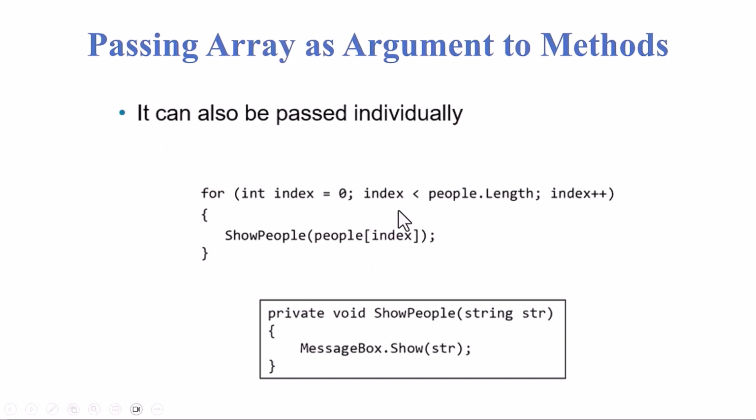You can also pass the individual pieces of the array one at a time to a method. And what you're doing here is you have a loop for index equals 0 through people length, index plus, show people, people index. So you're actually calling the method show people, and you're passing the people array, but just that particular element in the array, one piece here. We'll see this too in our example as we go forward. So that's what arrays are going to look like.